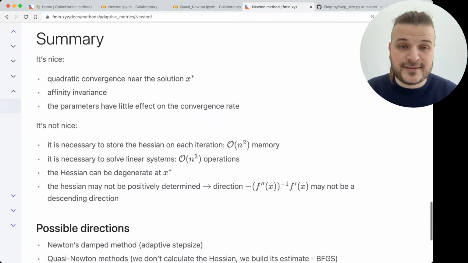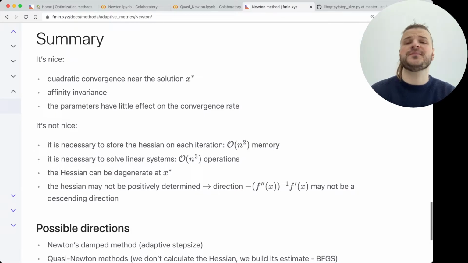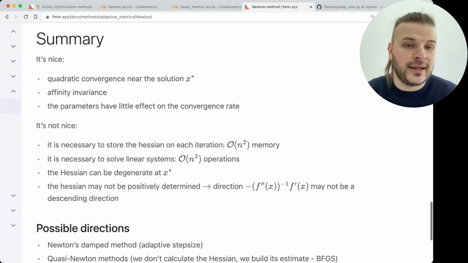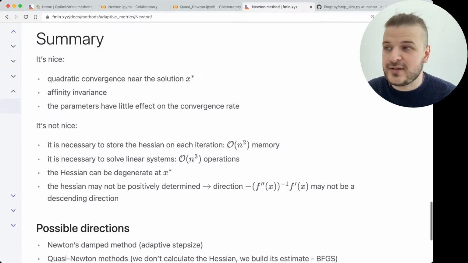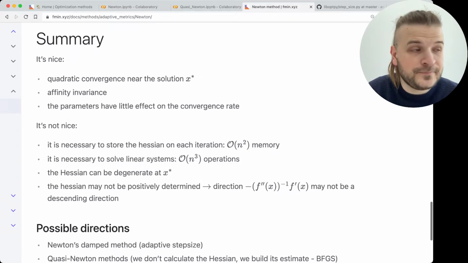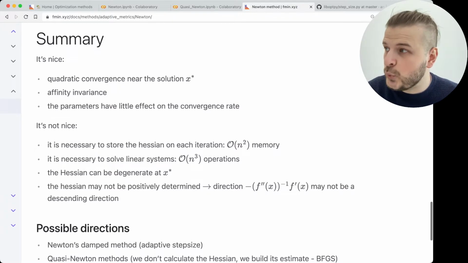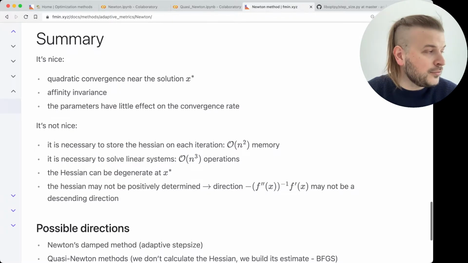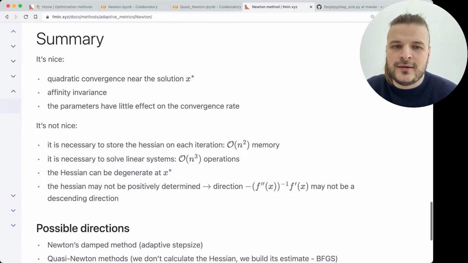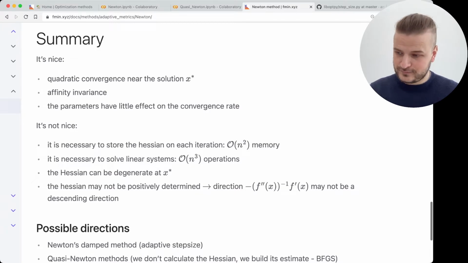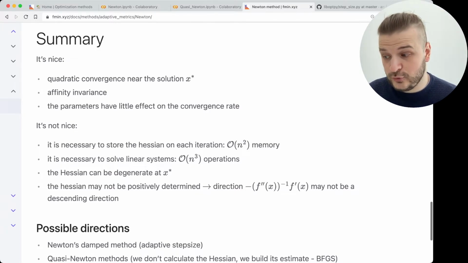And this is why the Newton method is not so widely used in today's machine learning problems, when n is typically something like thousands, millions, or even a billion. Because if you have, for example, 10 to the power of 8, n squared will be 10 to the power of 16, or even 18 or 20. That's not feasible for most computers we have today. And the number of operations per iteration is even more, it's n cubed. That's the problem.